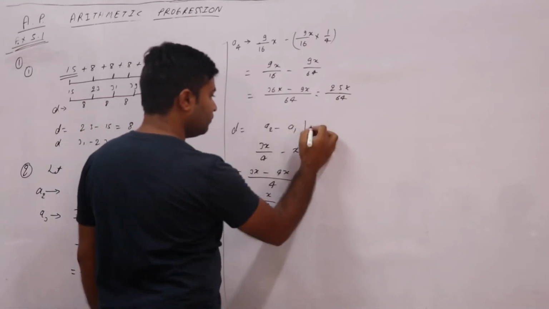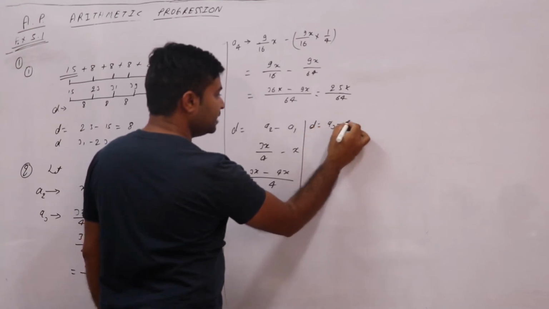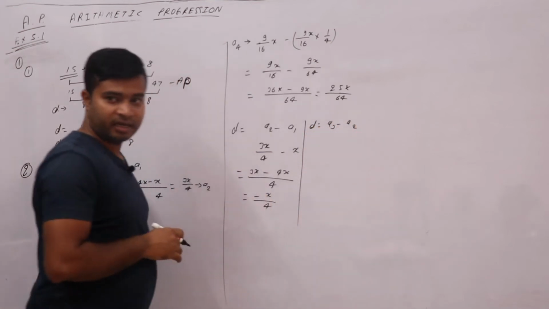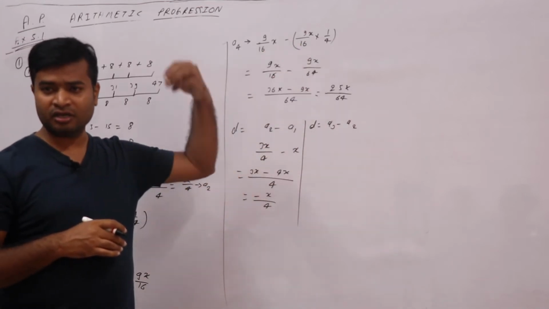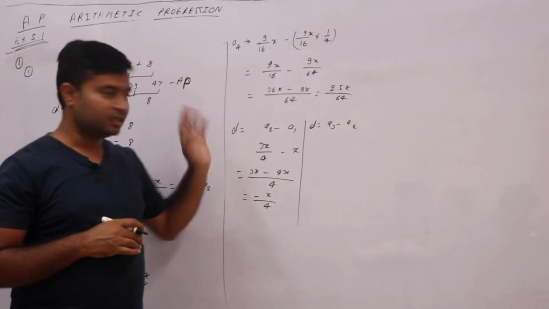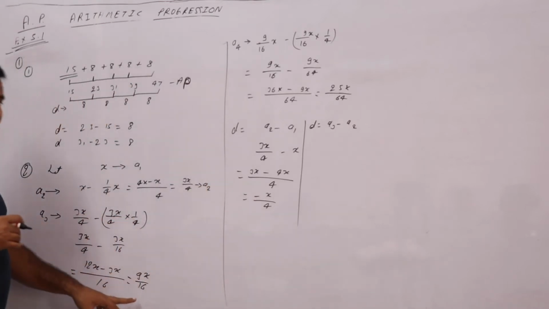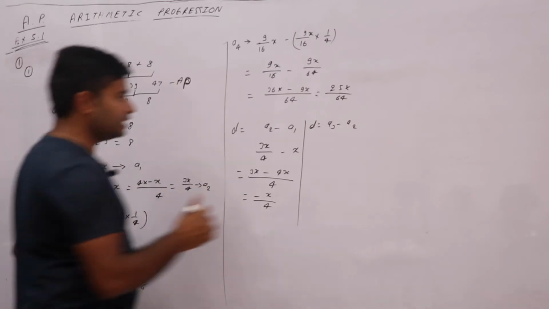One more we will find: A3 minus A2. If both places came the same, then we will check the next, else we will not check at all. So A3 is how much? Minus 9 by 16. 9x by 16.